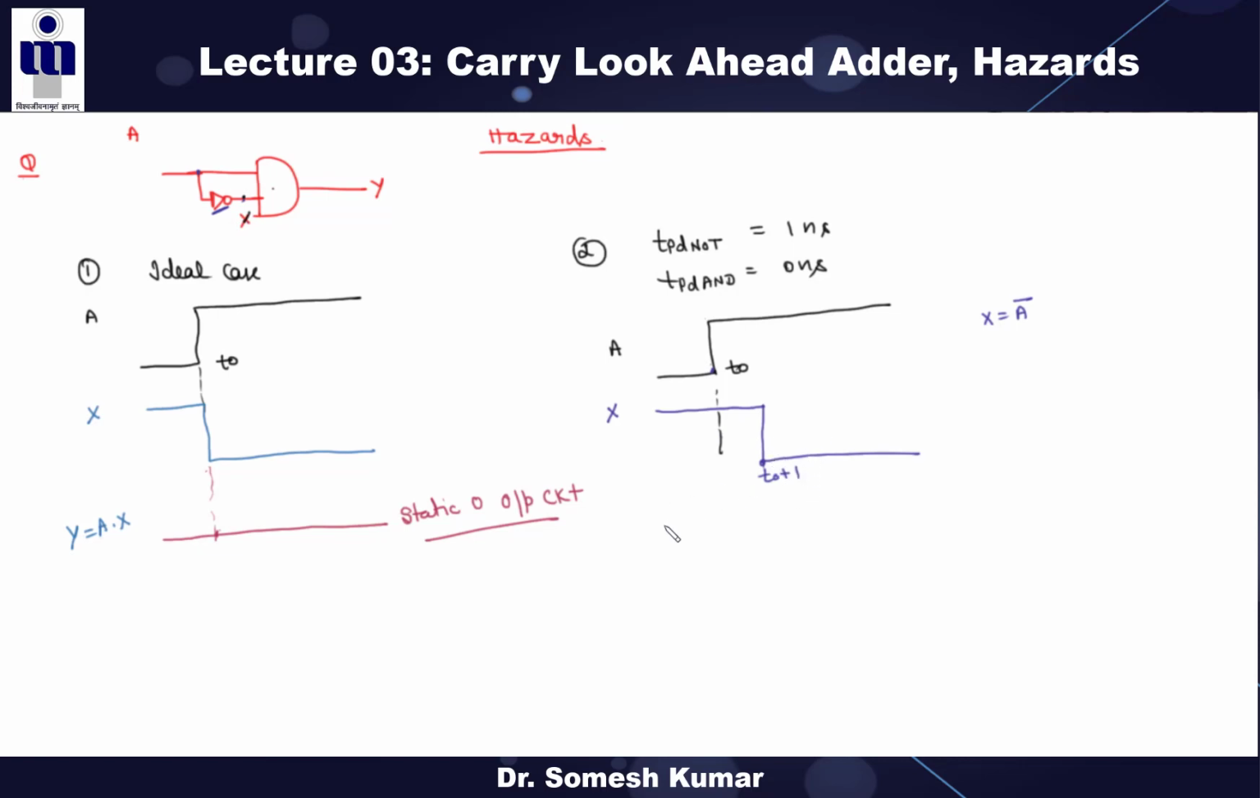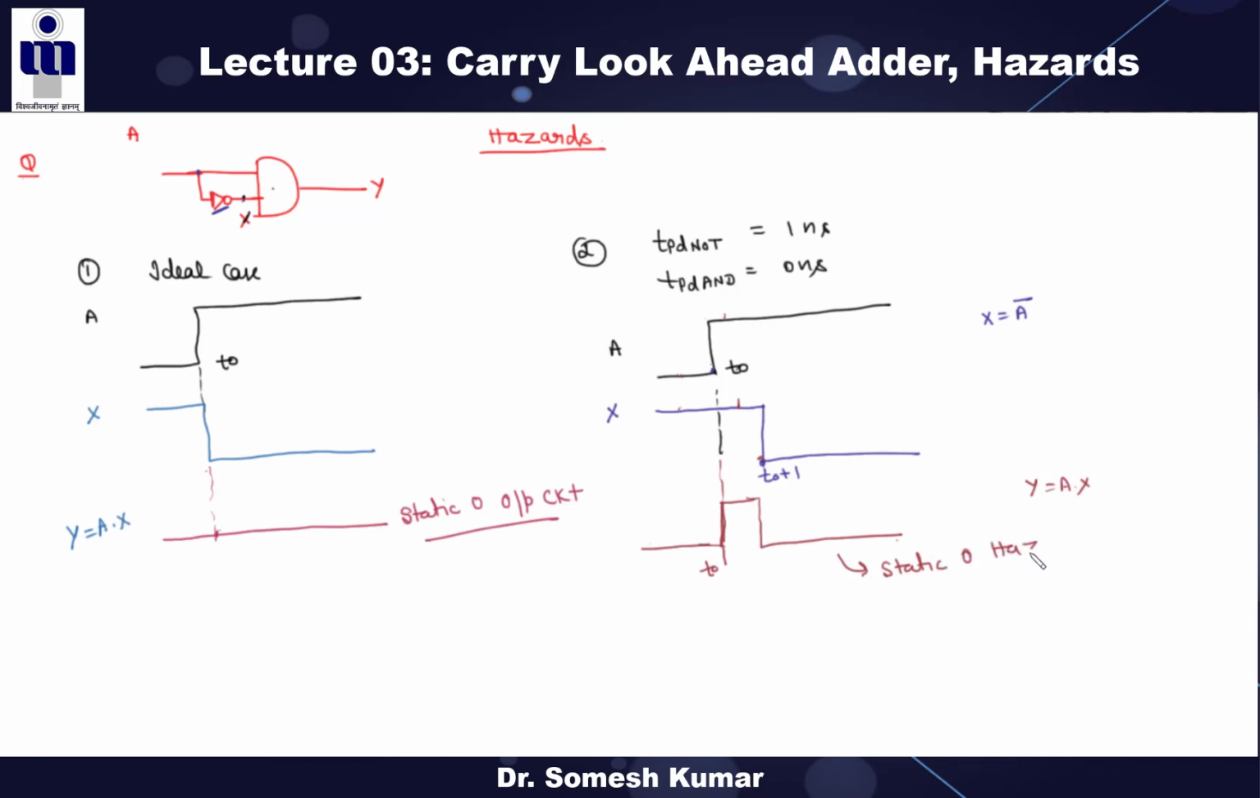Now tell me what is Y here? Y is basically A dot X, the AND of this. What is the AND of 1 and 0? 0. Up to this T naught it will go to 0. Now what is the AND of 1 and 1? 1, it goes up to here. This is called your static zero hazard.